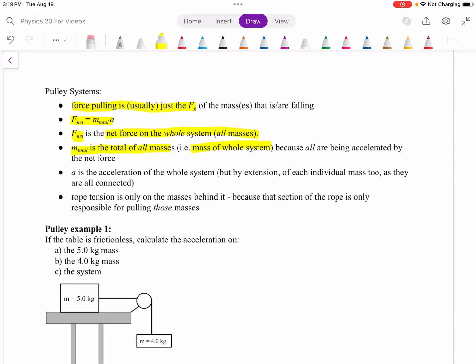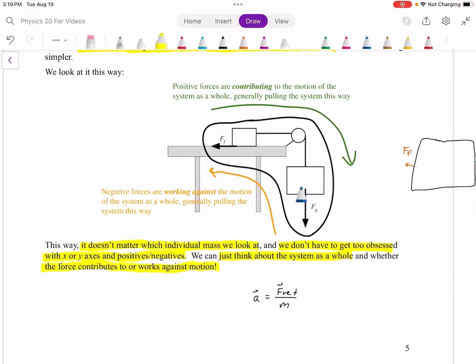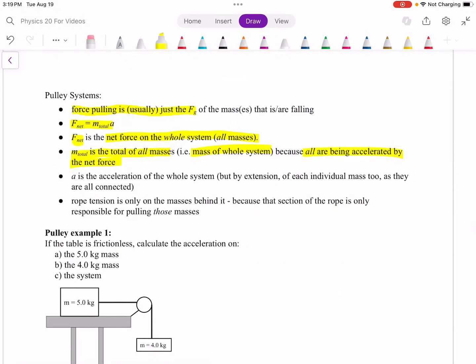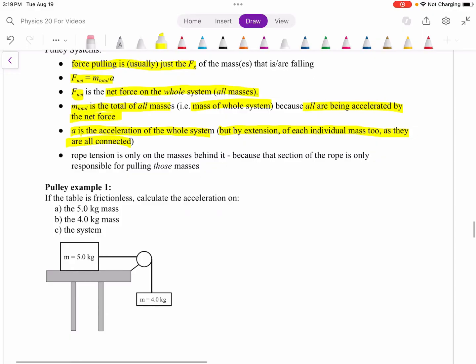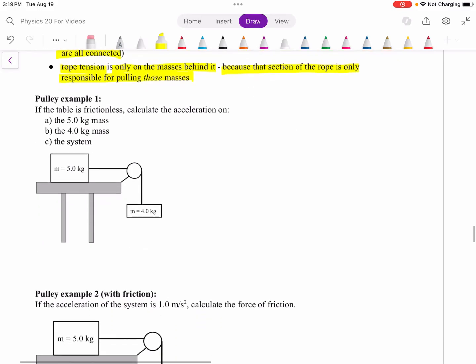That's the mass of the whole system because all of them are being accelerated by that net force, right? The net force is now accelerating the whole system. So that's the mass we need to think about accelerating. Again, A is the acceleration of the whole system, but because they're all attached, it's the acceleration of each individual mass too. And rope tension, when we get to some examples later calculating the tension, it's actually only for the masses behind it because that section of the rope is only responsible for pulling those masses. We'll see that concept in action on one of our examples here, but let's start out with the first example.